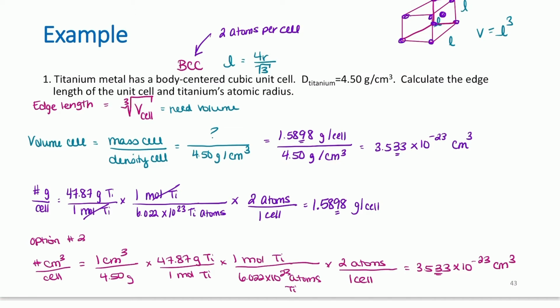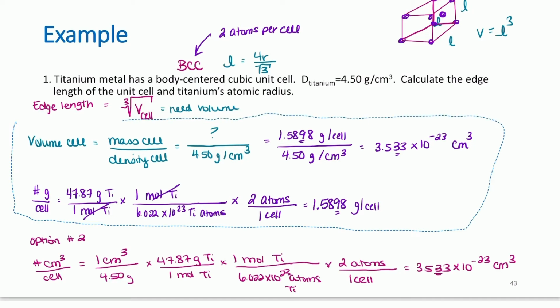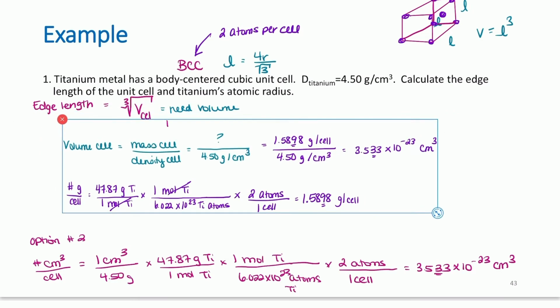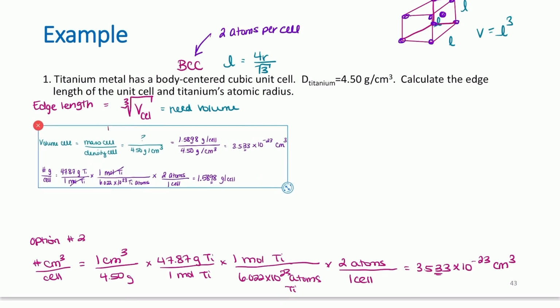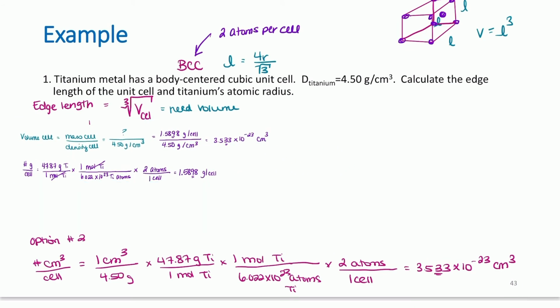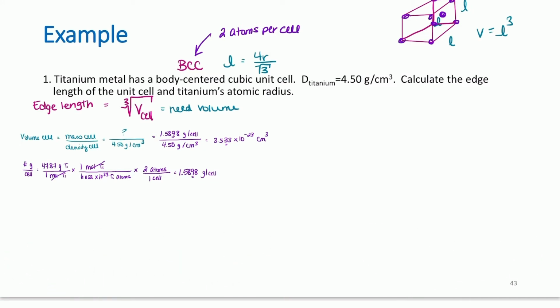So if you need to write things down, go ahead and do it now, because I'm going to have to move things and shrink things. Move that there. Okay, so the length is equal, again, to the cubed root of the volume of the cell. So 3.533 times 10 to the minus 23rd centimeters cubed. And I'm going to take the cubed root of that.